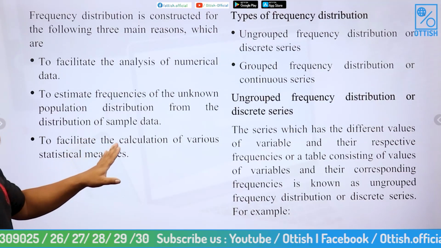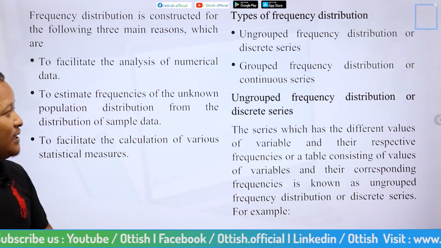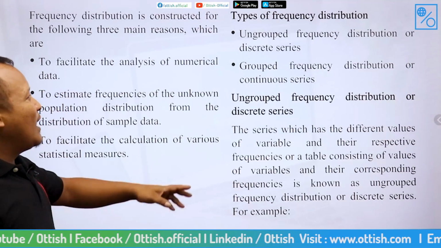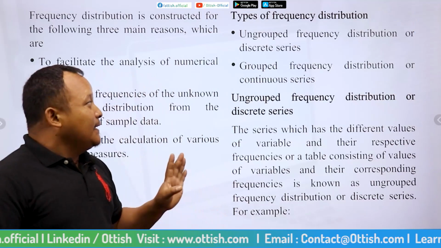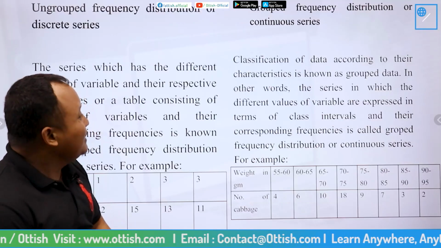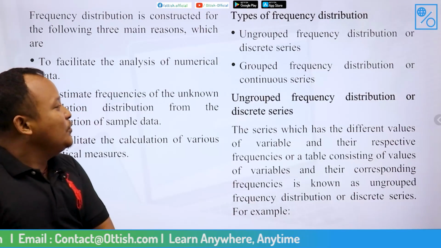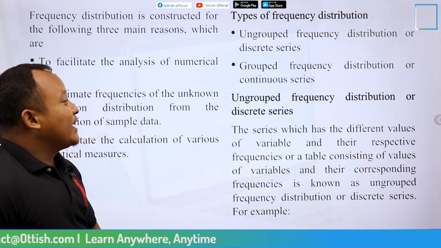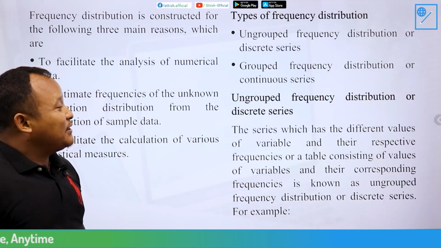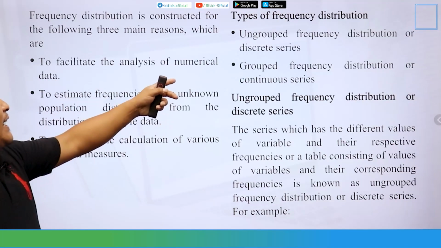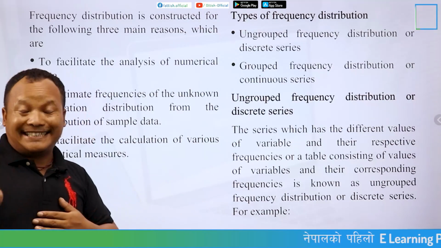Based on the frequency distribution, we also study the types of frequency distribution. Generally, there are two types. One is the ungrouped frequency distribution, also known as the discrete series. The other is the grouped frequency distribution, also known as the continuous series, range distribution, or limit distribution. Starting with the ungrouped frequency distribution, or discrete series.